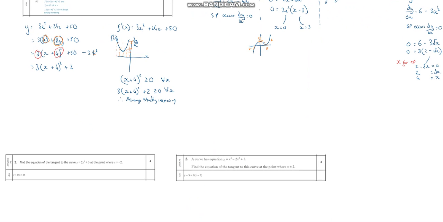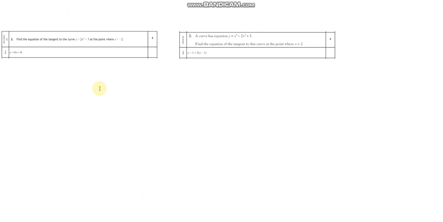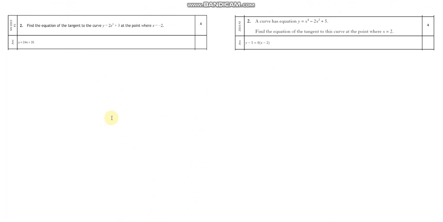Okay. The next one, this is a really good skill here. They love this kind of question. If it's not stationary points, they are looking at the equation of tangents to curves. Okay, so we'll do these two in this video.